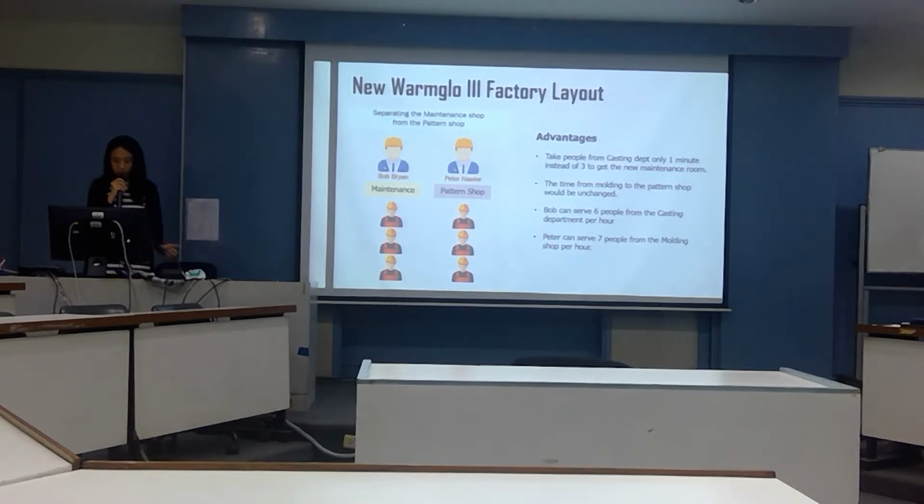Moreover, improving this layout would allow Bob to serve 6 people from the casting department per hour and allow Peter to serve 7 people from the molding shop per hour.